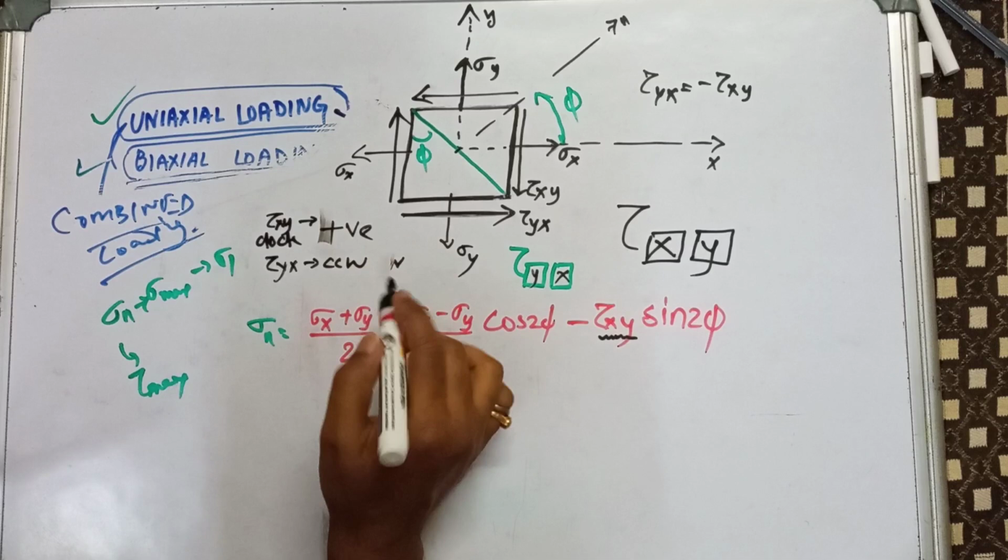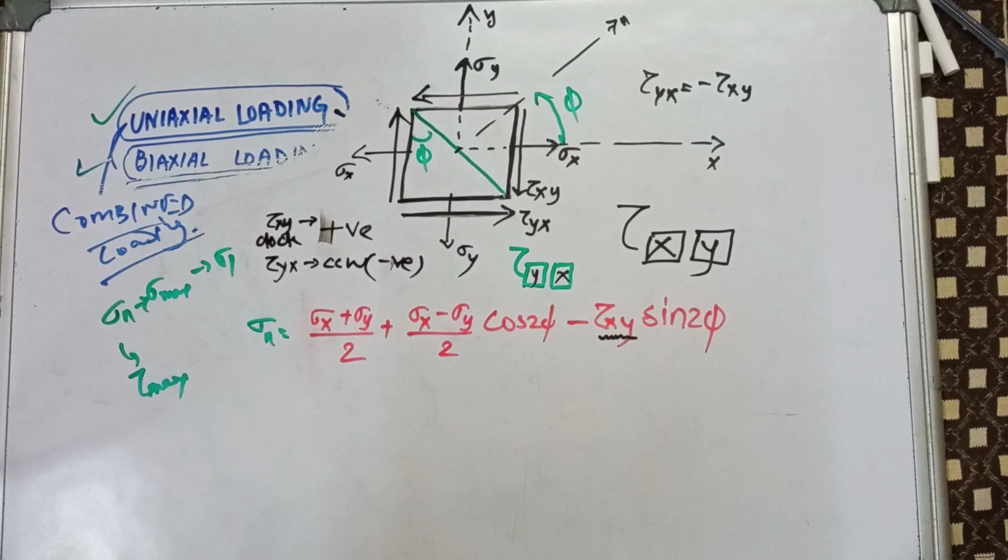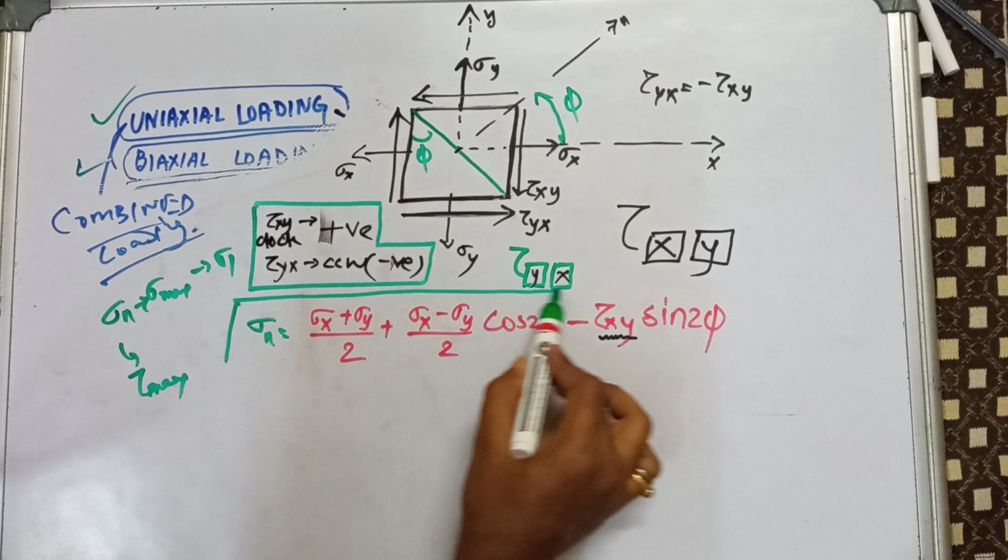Some books will consider shear stress acting in the counterclockwise direction as positive. I think if you refer to GR and Goodnow's book, there the shear stress in the counterclockwise direction is negative. I'm not so sure. But if you refer to Timoshenko's book, then you will find shear stress in the clockwise direction as positive. And making this assumption, shear stress in the clockwise direction to be positive and therefore shear stress in the counterclockwise direction to be negative, we have reached this formula.